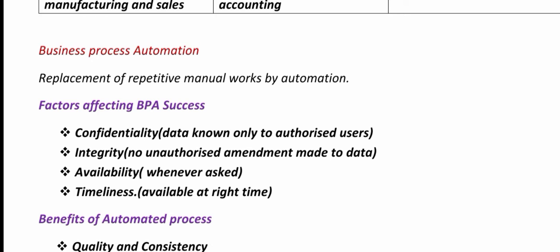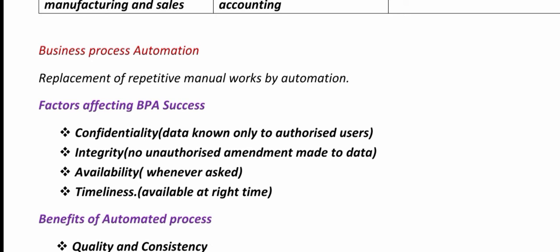Now coming to integrity. It means no unauthorized amendments are made to data. For example, we are ordering 500 tons of raw materials from our supplier. Someone should not make unauthorized amendments like making it 50 tons or 5000 tons, or changing the date and time. If we want to make any authorized modification or changes, that access is only granted to authorized users. So the automated system should ensure that integrity.